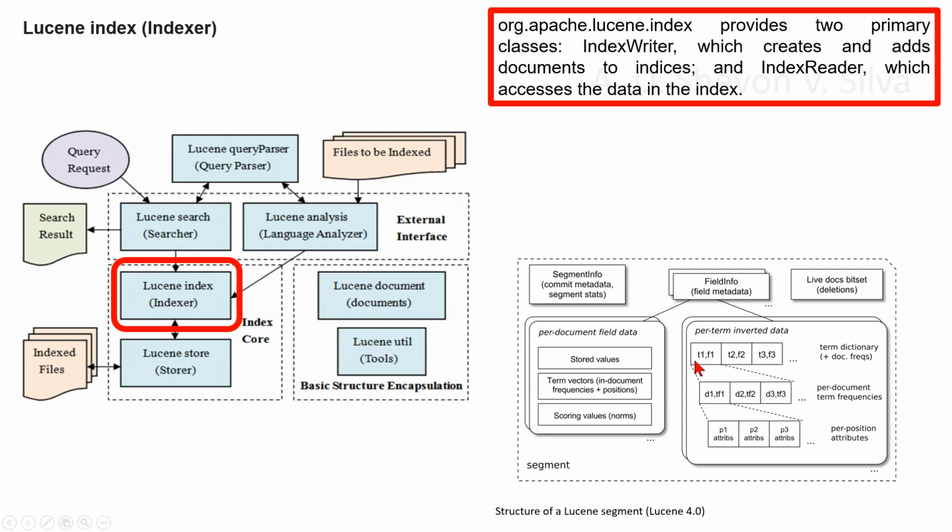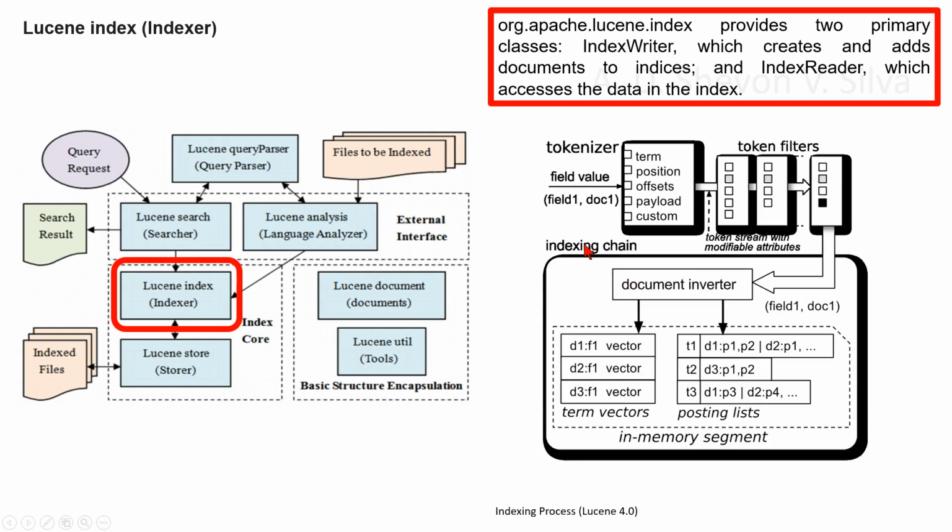Here you can see a term dictionary plus doc frequencies. Here more descriptive, and inside it there are per document term frequencies, and inside it per position attributes. Here you can see live docs or bit set deletions. Here you can see the indexing process, where we are considering Lucene 4.0. The resulting token stream is finally processed by the indexing chain.